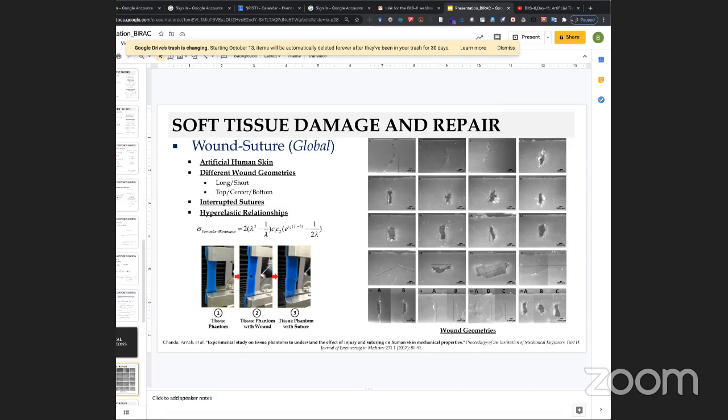So in the figure here we are looking at a soft tissue phantom, or an artificial soft tissue, and then we have created a wound. We are looking at how much it is being stretched. And in the third one, we have sutured it and looked at what is happening to the material property after the suture. So next slide please.